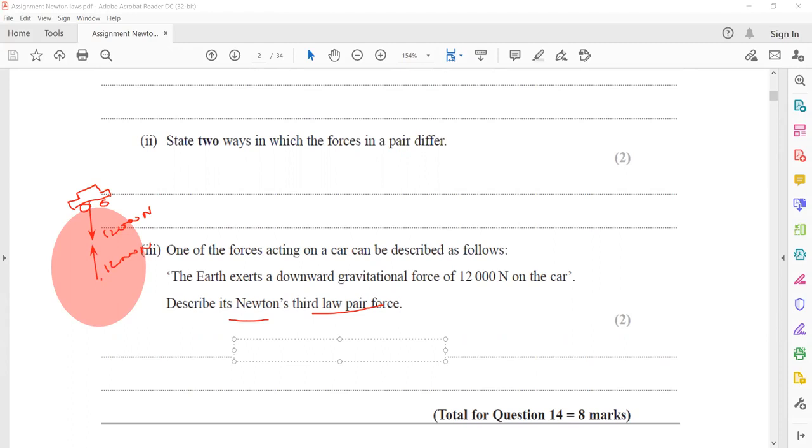The car will exert an upward force on the earth of magnitude 12,000 newtons. So it is the same force but in the opposite direction, which creates a Newton pair force.